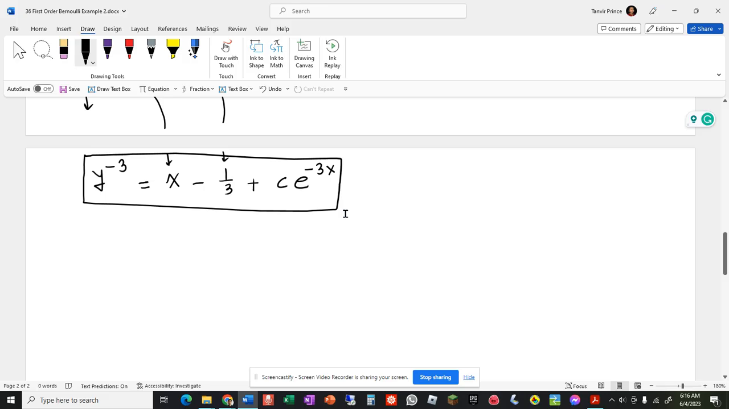This is not explicit, it's still implicit, because explicit means y equal to in terms of x. If you look carefully on the left, it's not y, it's y to the power negative 3. So we're just going to leave it like this, and that's enough.